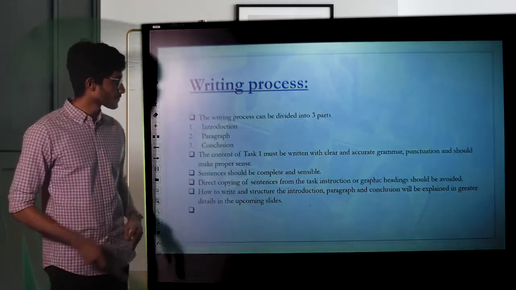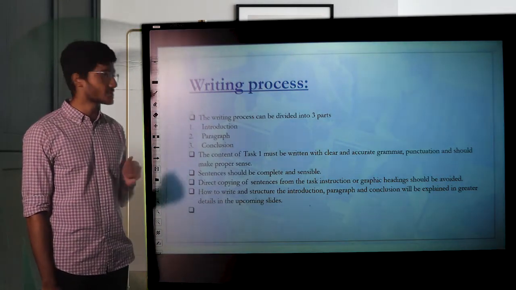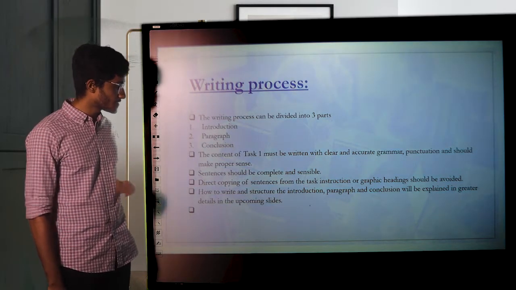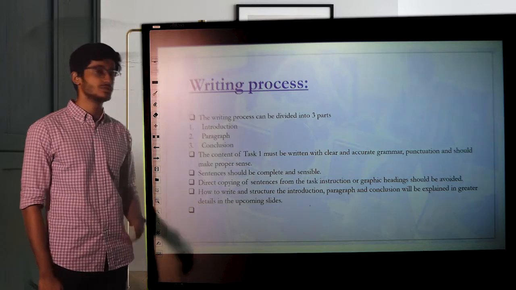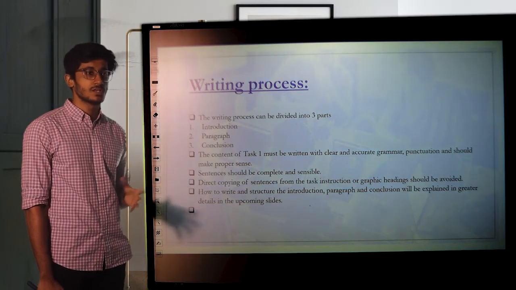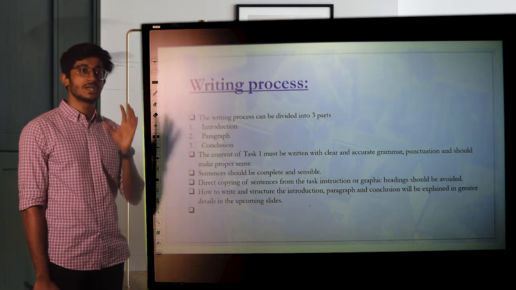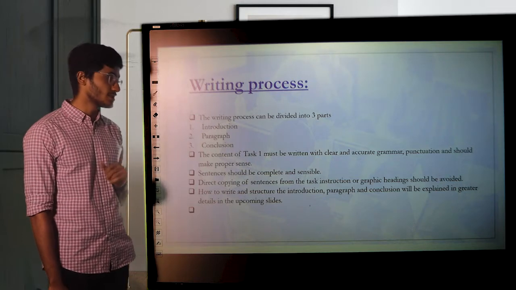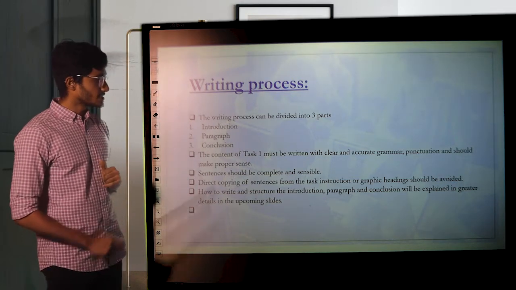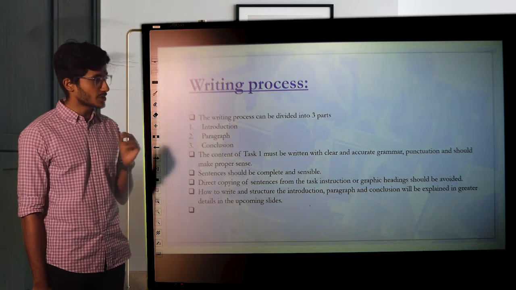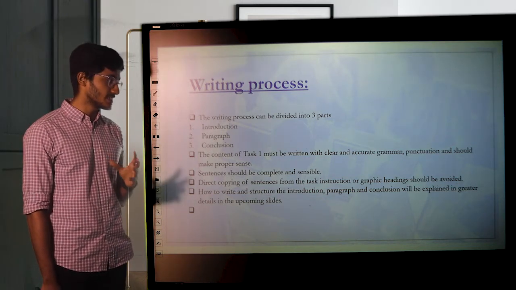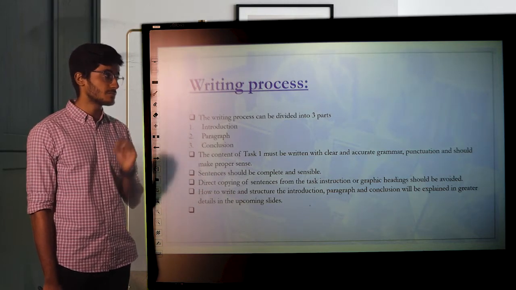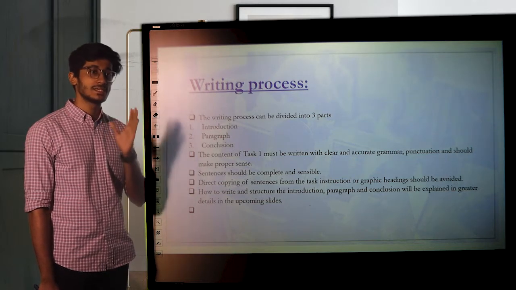So let's start. First, I'm going to talk about the writing process. The writing process can be divided into 3 parts: first you have the introduction, then the paragraph, and then the conclusion. This is in fact an English exam, so all these segments and flows have to be ensured, and you should maintain that flow. The content of Task 1 must be written with clear and accurate grammar and punctuation, and should make proper sense. You should use complete, sensible sentences.